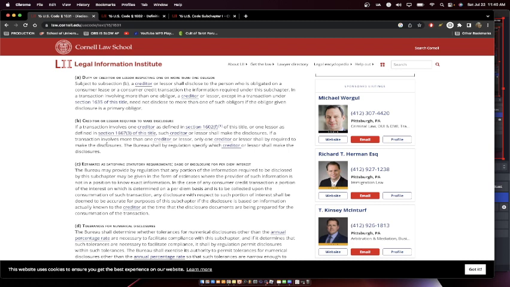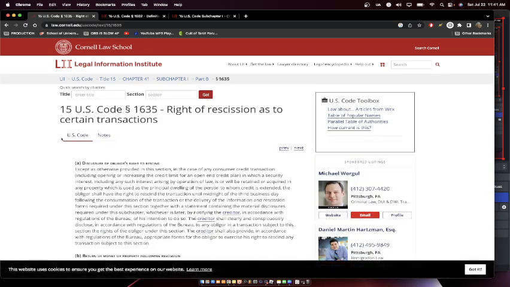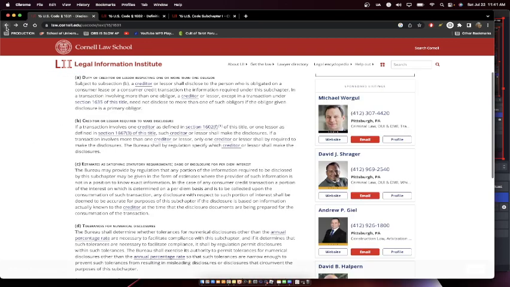In a transaction involving more than one obligor, except in a transaction under 1635 of this title, need not disclose to more than one of such obligor if the obligor given disclosure is a primary obligor. They didn't even have to put that in there. Right of rescission.